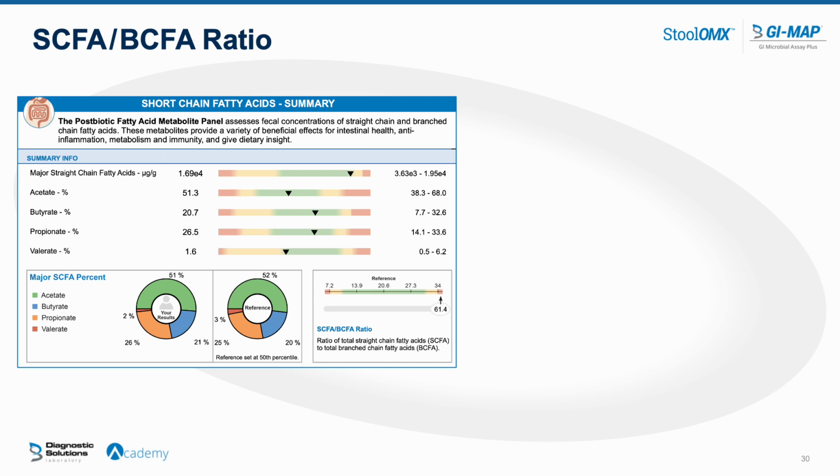On the bottom right of page 1, we can see the straight chain fatty acid to branch chain fatty acid ratio. Again, 90 to 95% of our short chain fatty acids should be coming from saccharolytic fermentation, and 5 to 10% should be coming from proteolytic fermentation. A normal ratio here would indicate that the patient has good fiber and polyphenol fermentation occurring, signifying healthy microbial activity.